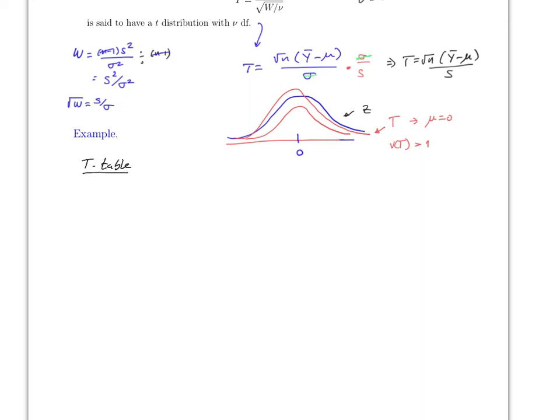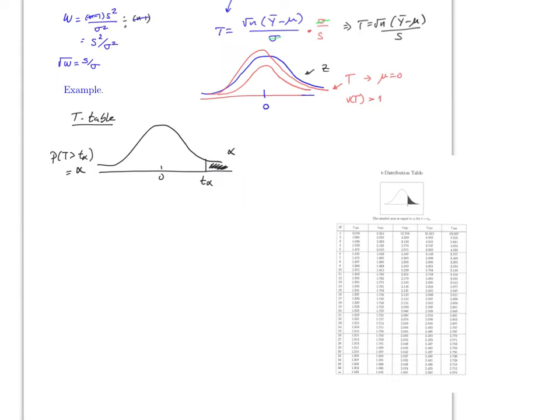So the table looks like this, symmetrical. The table will give you this: the probability that T is greater than T alpha is equal to alpha. So if this is T alpha, this value is alpha, which means again it gives you the area to the right. Now this is how you read the table.